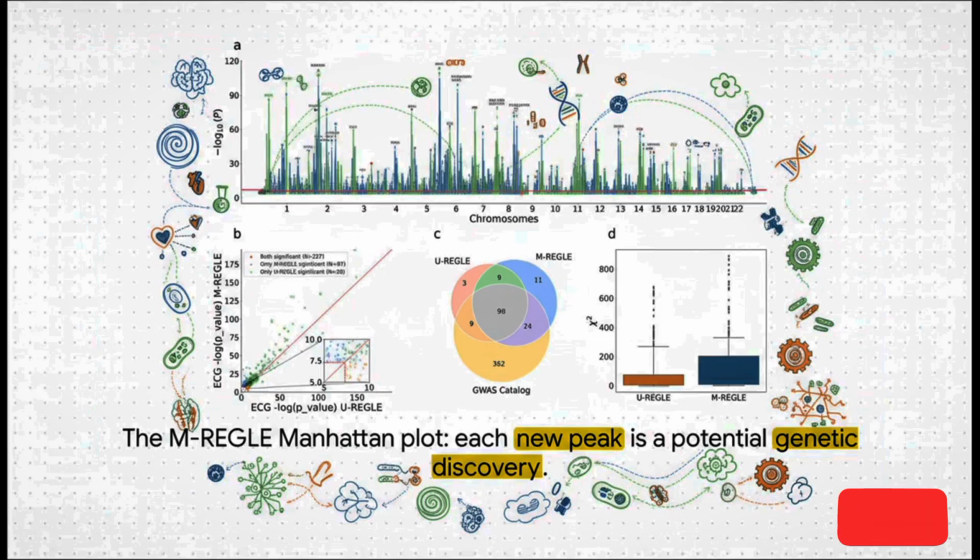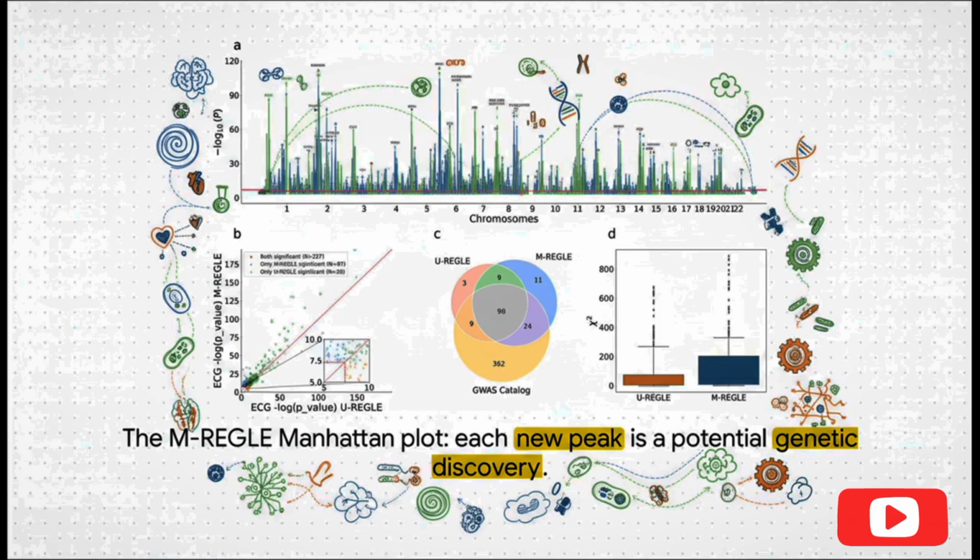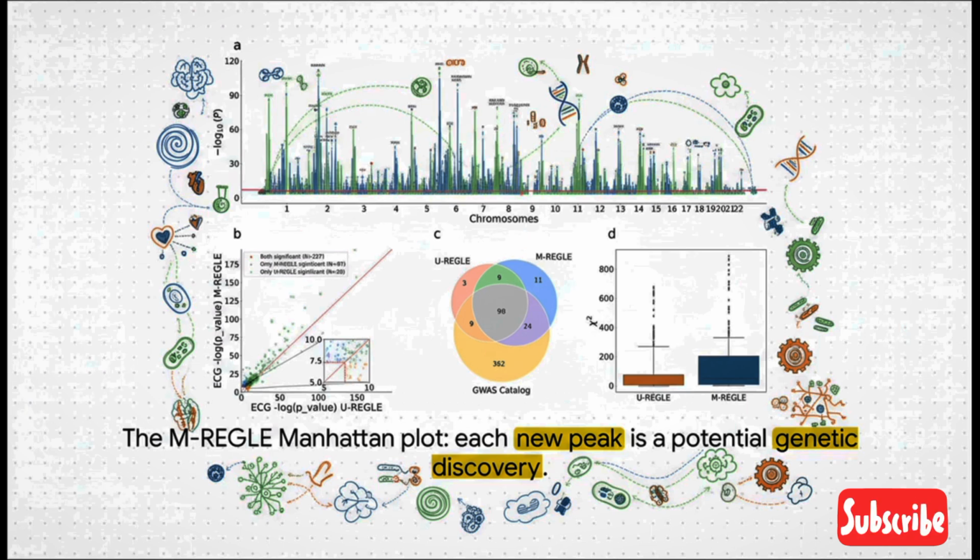And wow, just look at the result. This is a Manhattan plot, and it basically shows us all the genetic discoveries EMERGEL made when it looked at 12 different heart readings, ECG leads, all at once. Every single one of those giant peaks shooting up past that red line, that's a potential new genetic discovery for heart health. By putting all the data together, it's finding stuff that was just impossible to see before.